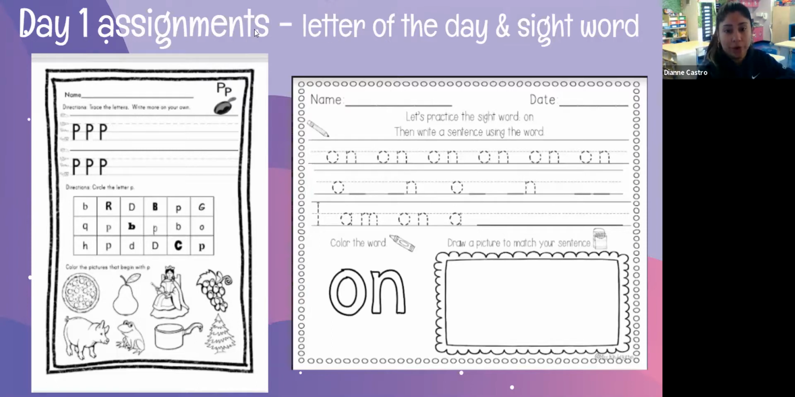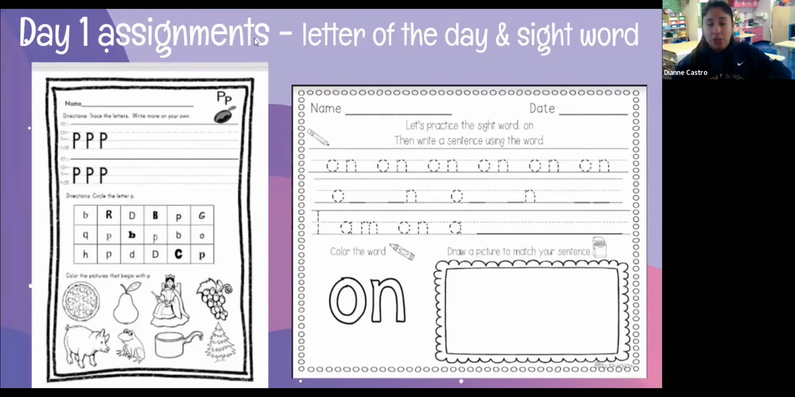Then for the sight word on, you are tracing the sight word in the first row. Then in the next row, there were some letters that are missing. So you have to think about which letter you have to write to make it the sight word on. Then the sentence says, I am on a, and then you tell me what you are on. You can say you are on a rock, and then you would illustrate that you're sitting on a rock.